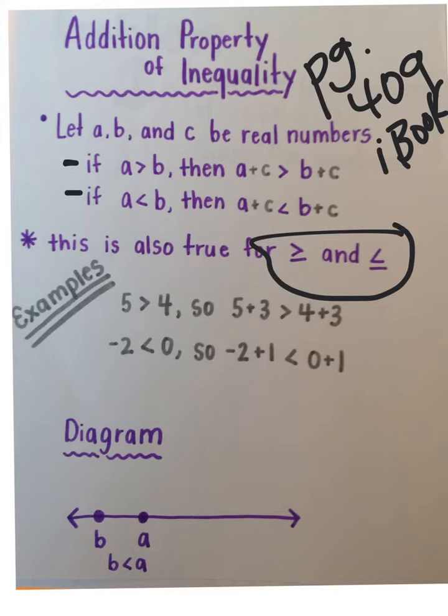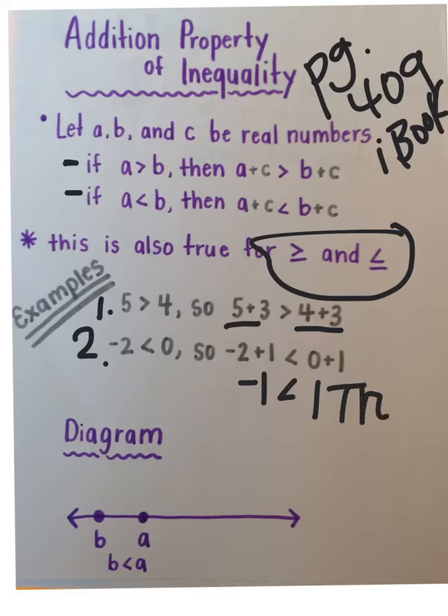So if you look below, I have two examples. If we say that 5 is greater than 4, this is going to mean that 5 plus 3 is still going to be greater than 4 plus 3. The second example is -2 is less than 0. So -2 plus 1 is still going to be less than 0 plus 1. If we did the math here, -2 plus 1 will leave us with -1, and 0 plus 1 is just 1. So -1 is less than 1.